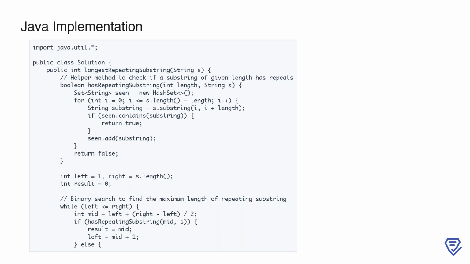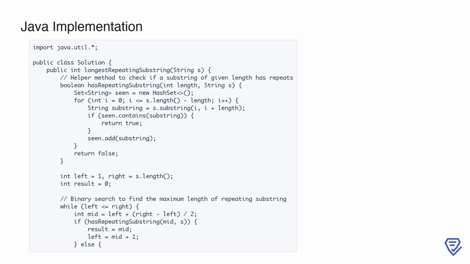Here, we begin implementing the solution in Java for finding the longest repeating substring. We start by defining the longest repeating substring method, which takes a string S as input. Inside this method, we define a helper function called hasRepeatingSubstring. This helper checks if there exists a repeating substring of a given length in the input string.